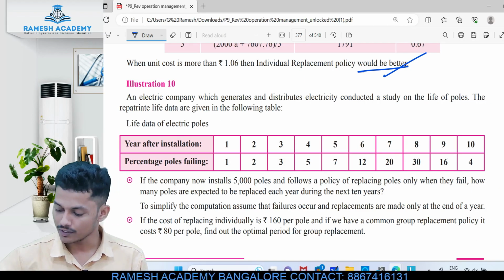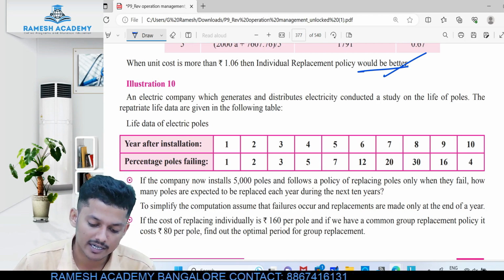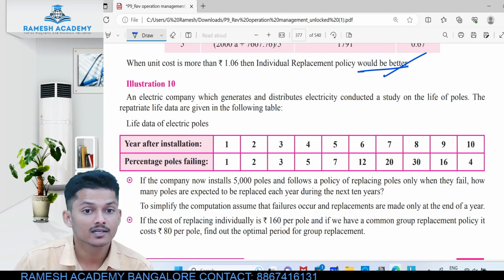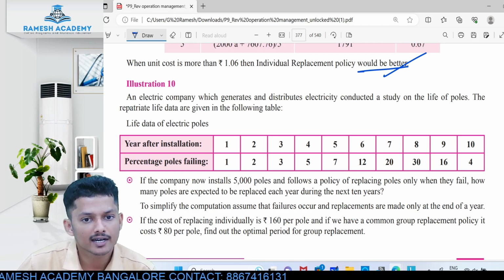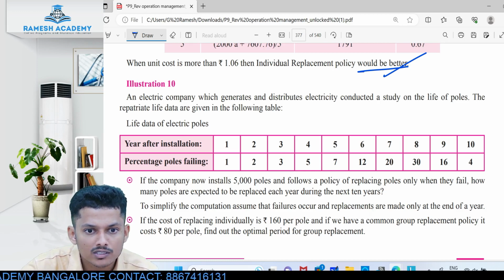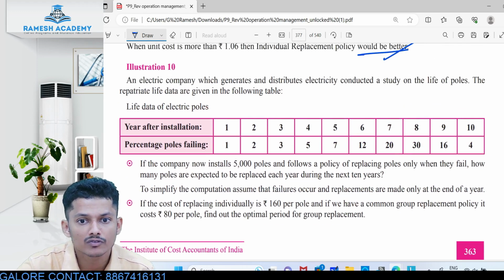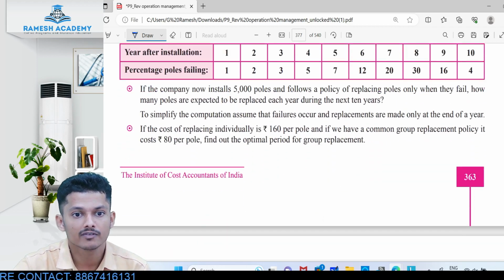Yeah, let's go with the next question. An electric company which generates and distributes electric conductors conducted a study on the life of poles, and the replacement life data are given in the following table. Okay, this question is similar. Okay, this is a homework. In this question, if you get doubts, you can revert back.